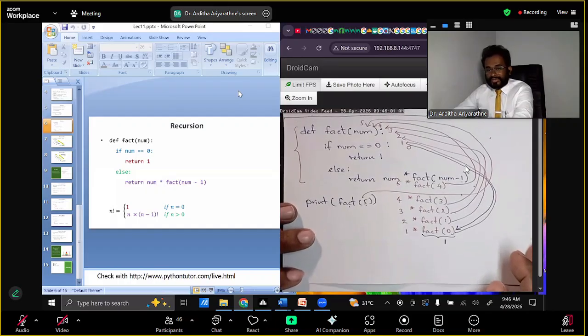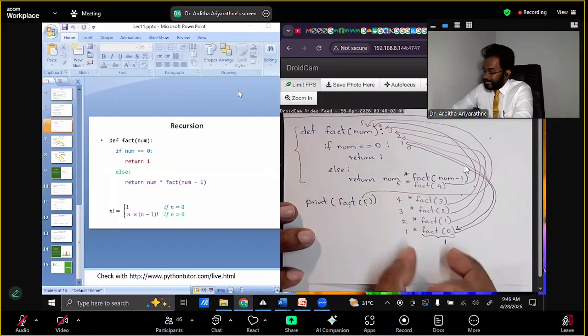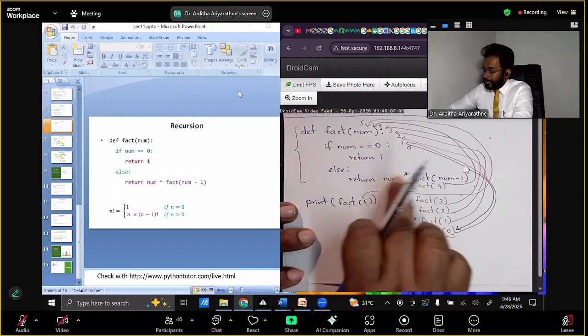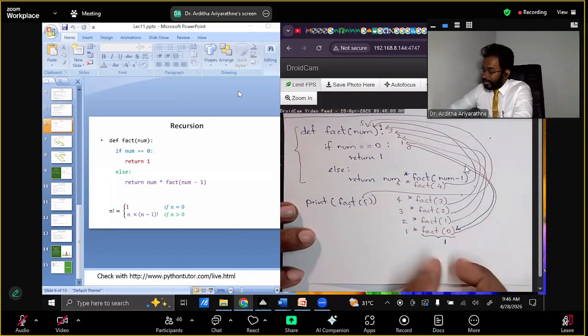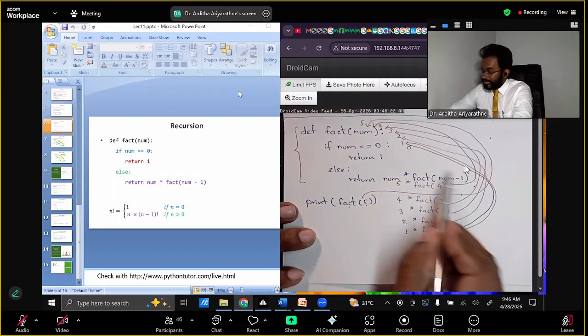Now you can see, students, we are inside the else. That's why we have this behavior. 1 multiplied by factorial 0. Now we got the answer for 1. Now 1 multiplied by 1. 1 multiplied by 1. Now answer is 1. Now we got the answer for this.